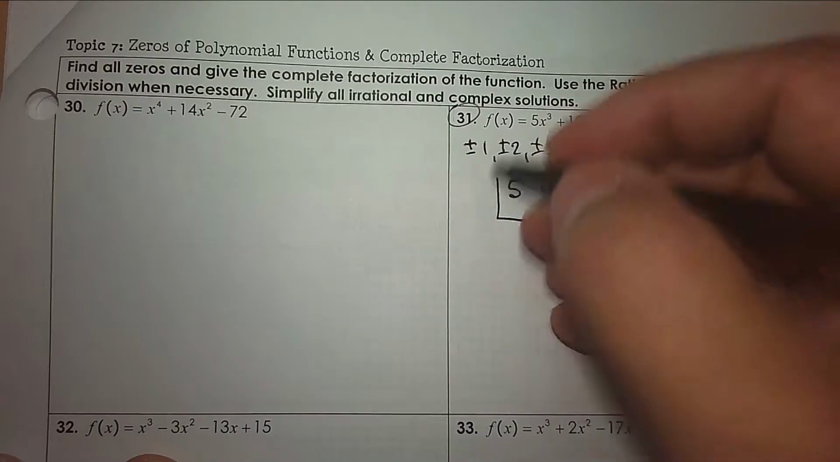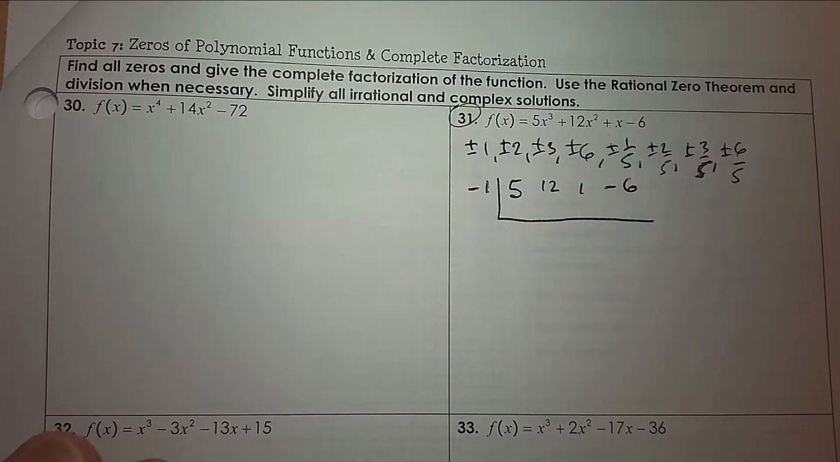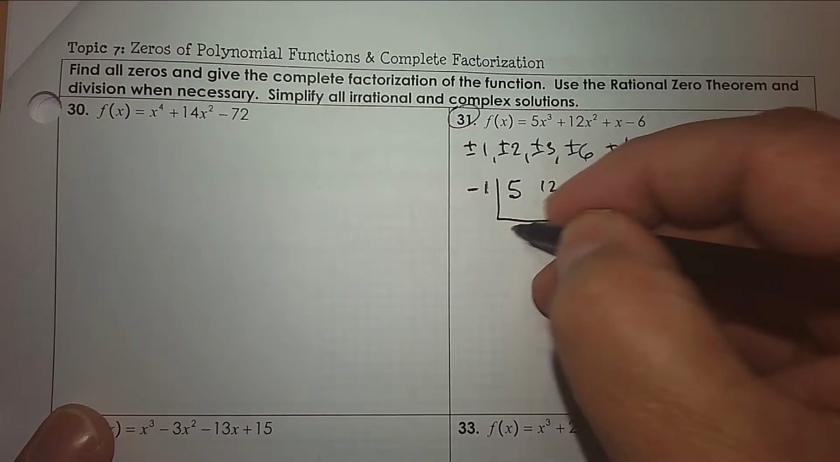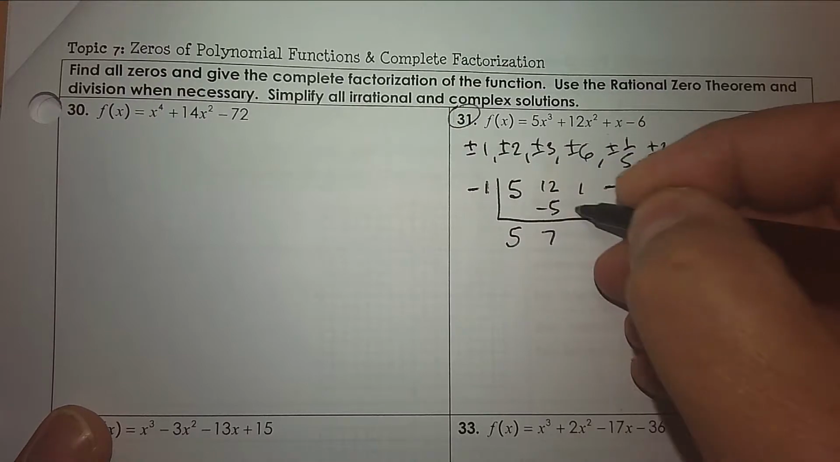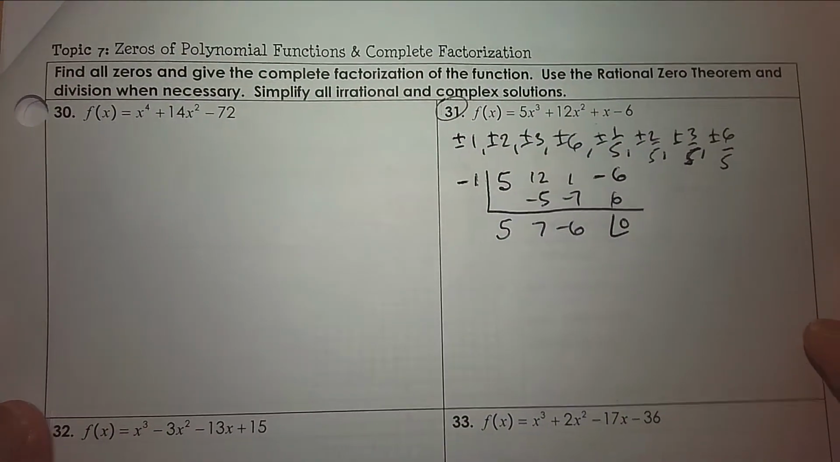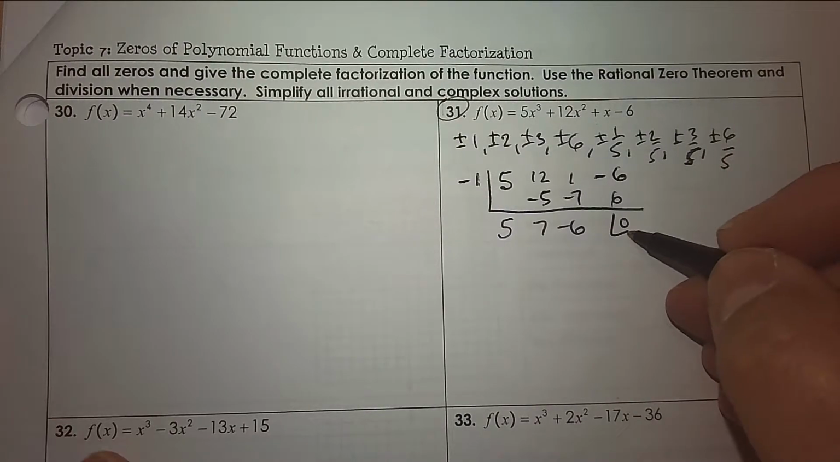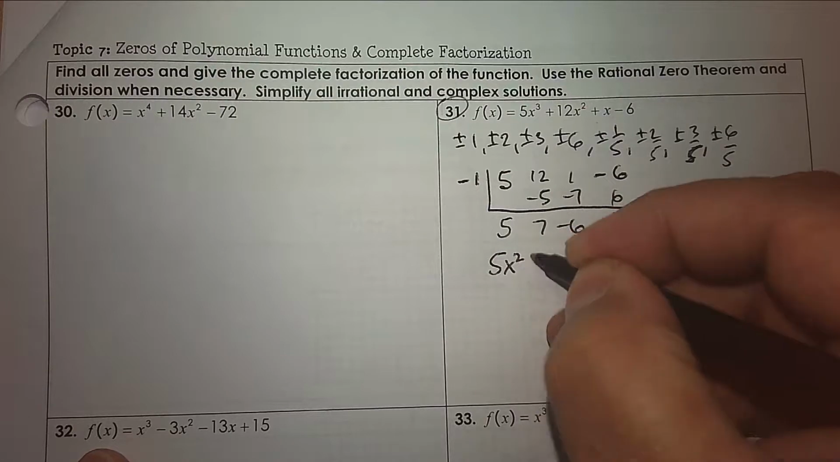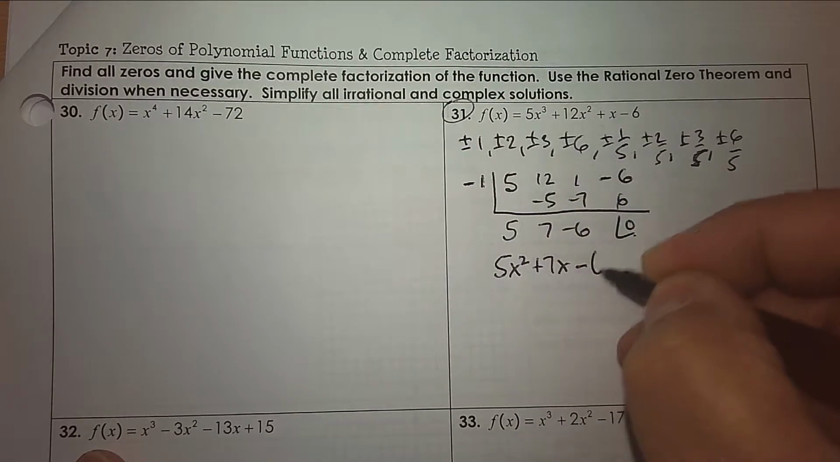So I'm going to help you. You wouldn't get this on the test. You'd have to keep trying. -1 gives you a remainder of 0. Once you know you found the treasure, what's left over is 5x squared plus 7x subtract 6.